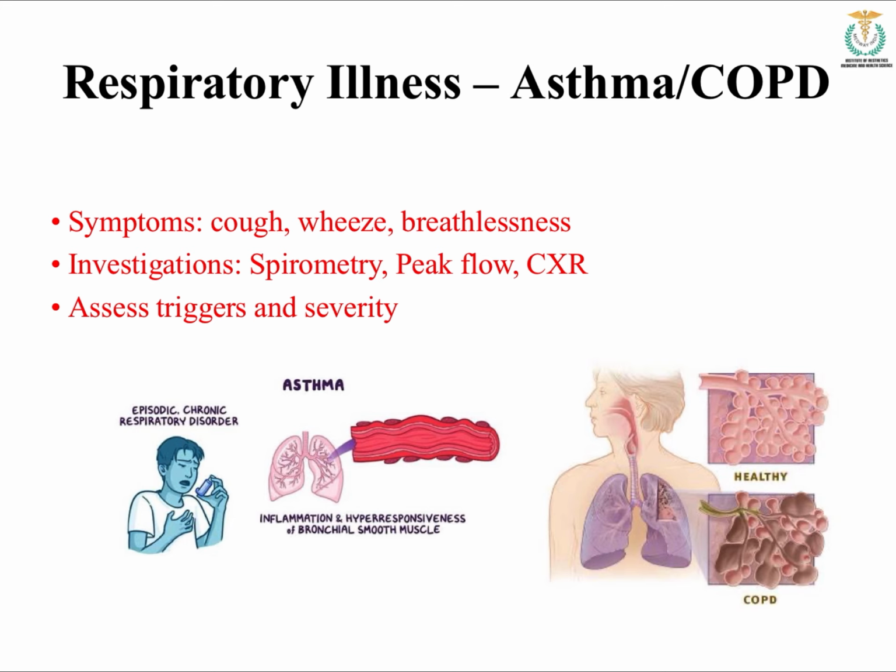In OPD, use spirometry to distinguish asthma, which is a reversible obstruction, from COPD, which is a fixed obstruction, and measure the peak respiratory flow for monitoring. Then a chest x-ray is indicated if there is infection, persistent symptoms, or a suspicion of alternative pathology. Assess triggers: smoking, occupational exposure, allergens, and recent infection.